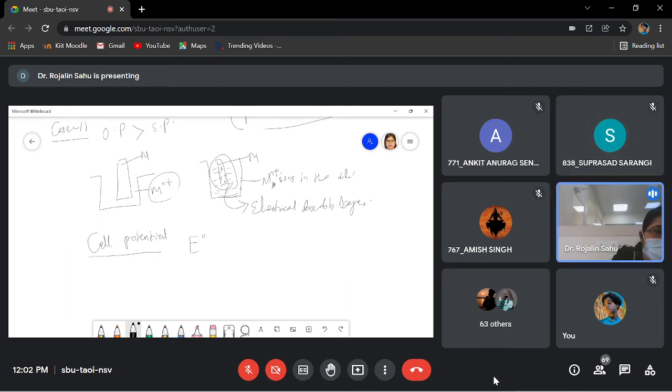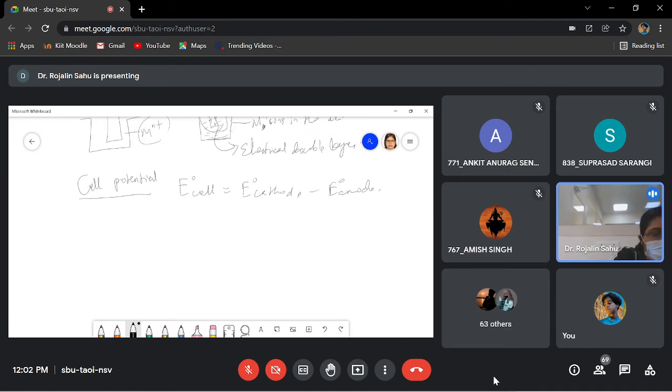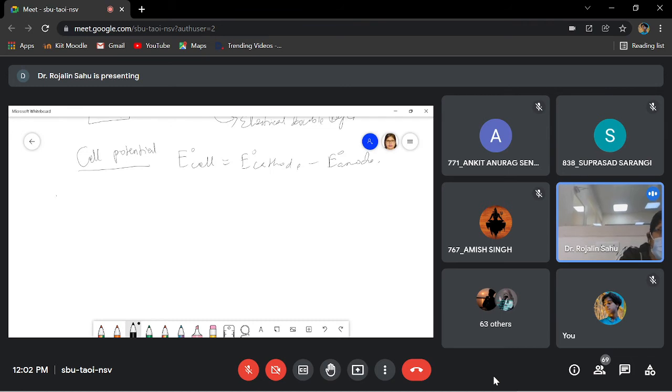Electrode potential of the cell is equal to electrode potential at cathode minus electrode potential at anode. Okay. How will you measure the cell potential? By a potentiometer. So that already you know, I think. Electrode measurement of cell's potential.